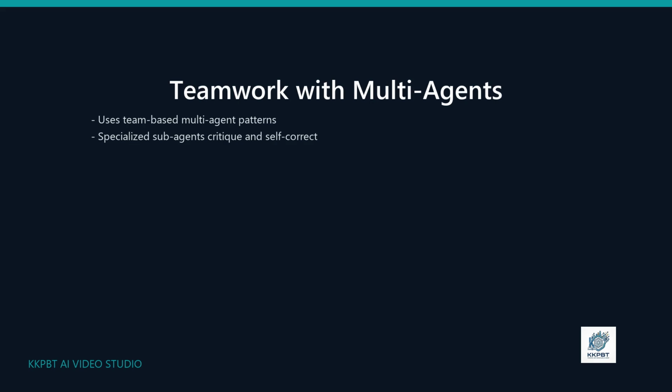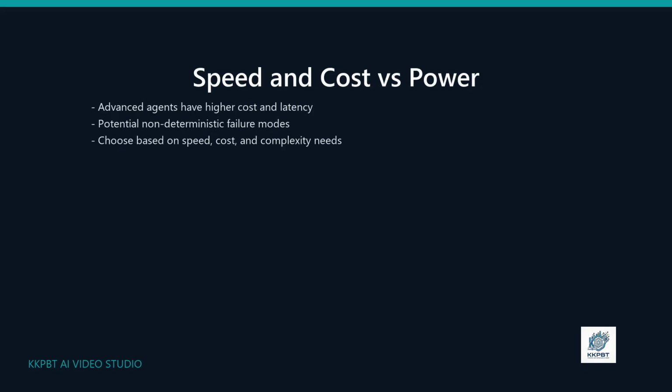Instead of just one AI doing all the work, multiple specialized agents collaborate like a team. For instance, one agent researches, another writes code, and a supervisor agent critiques and corrects the work to make sure everything is accurate. So, are advanced agents always better?